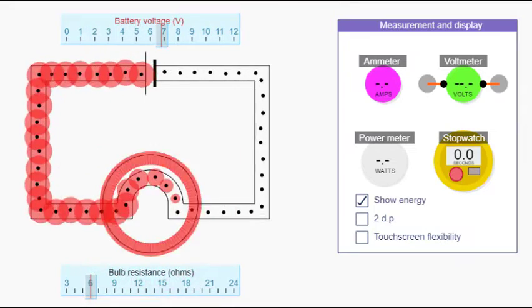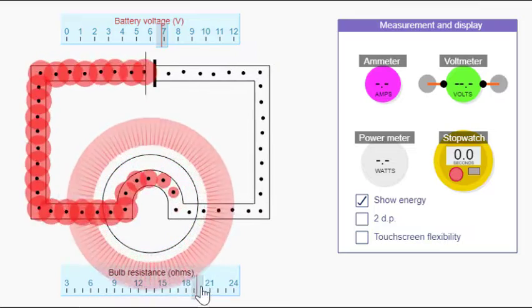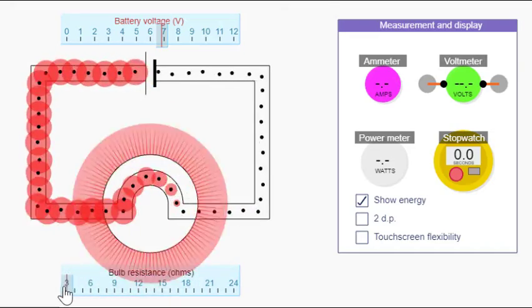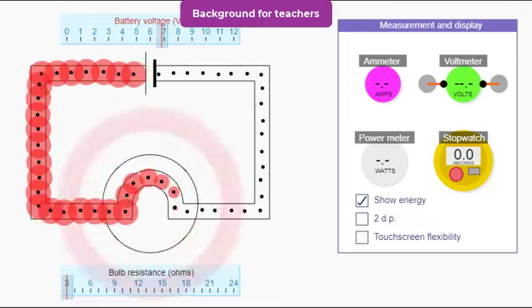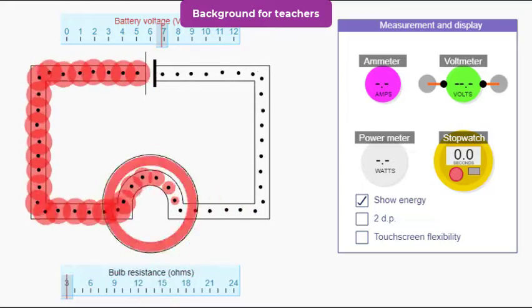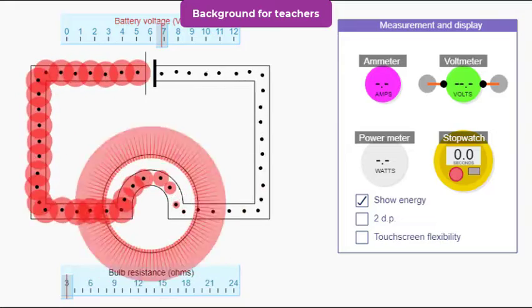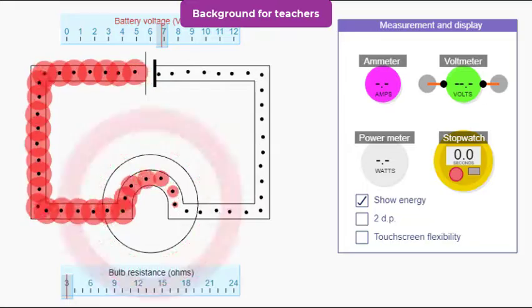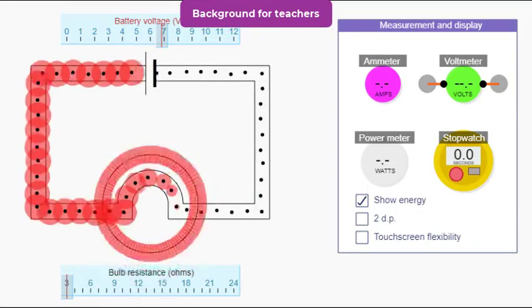I could also change the resistance of the bulb. In practice, you can only do this by replacing the bulb each time, but that's the advantage of a simulation. We don't need to do that. We're not going to go into what resistance means just yet, only that if you have more of it, then you get a smaller current for a given battery voltage.